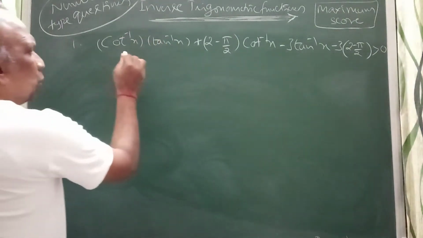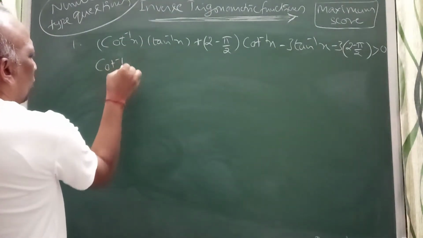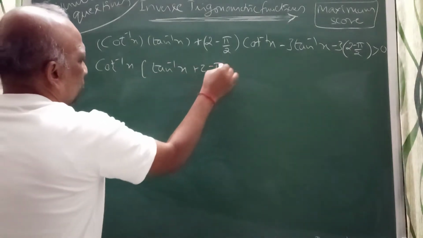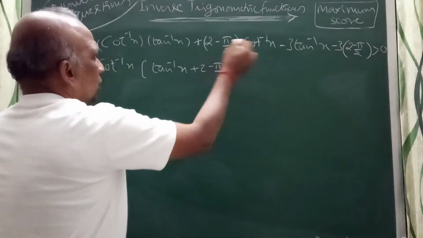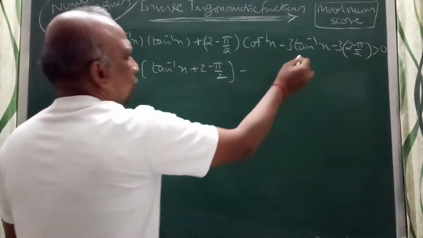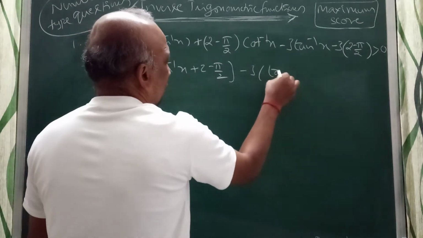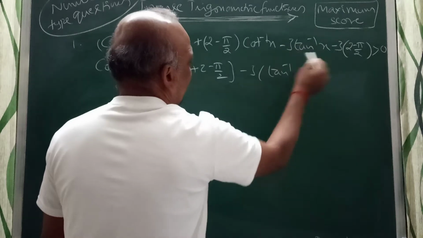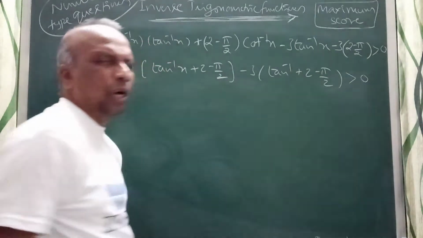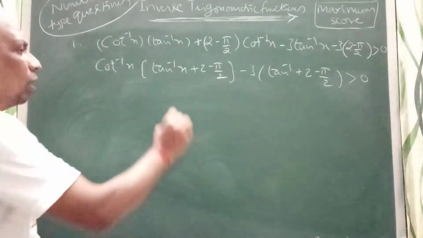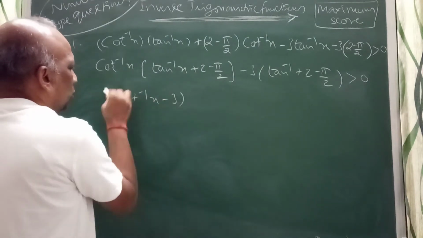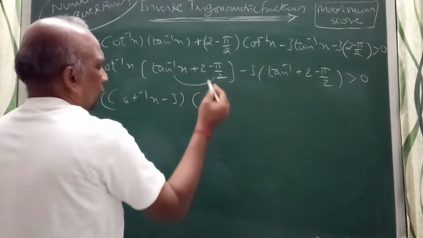When this is given, you take cot inverse x common here, so you get tan inverse x plus 2 minus pi by 2. Same thing, here I have taken cot inverse x common. You take minus 3 common here. If you take 3 common, tan inverse x, you will get minus pi by 2 plus 2, greater than 0. Now you can observe that these two are the same. So cot inverse x minus 3 you will get, times tan inverse x minus pi by 2.